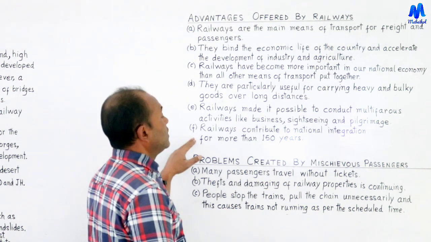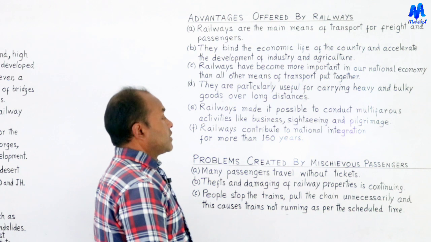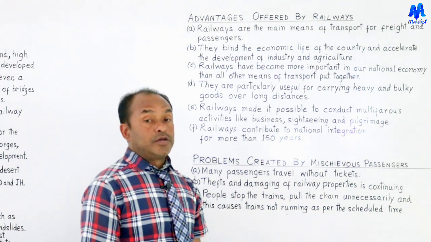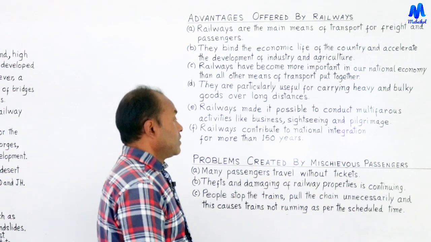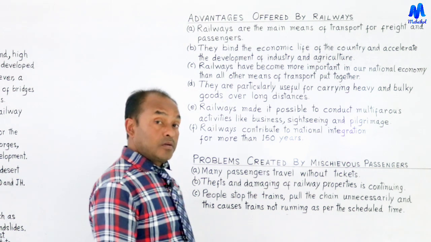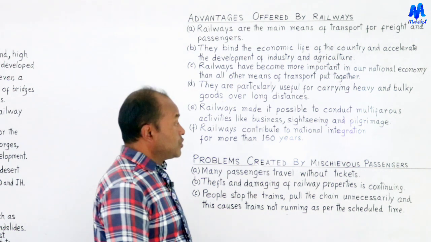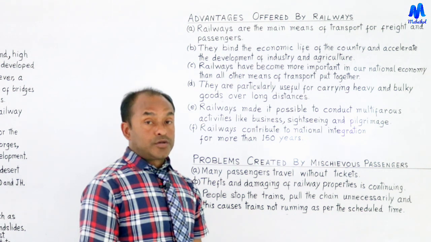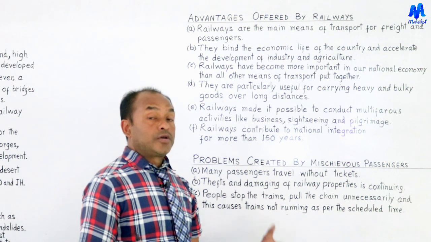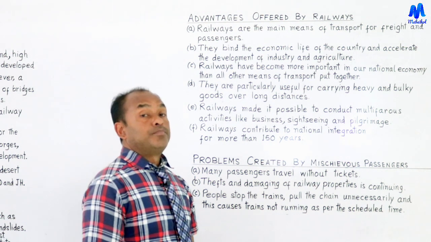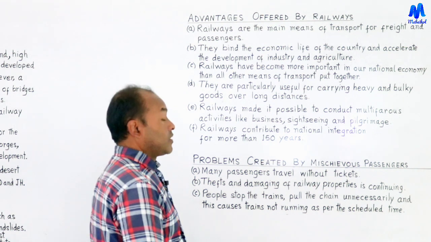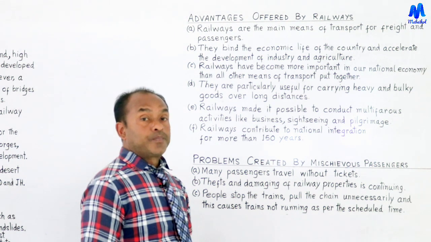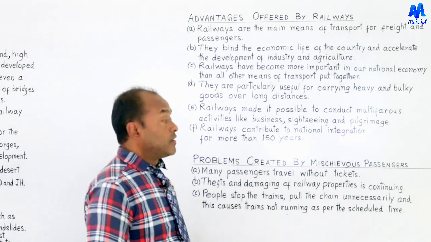Okay. In number F, they have contributed to national integration for more than 150 years. For more than 1.5 centuries, the railways have contributed to our national integration. They bind together the people culturally, economically, and industrially.